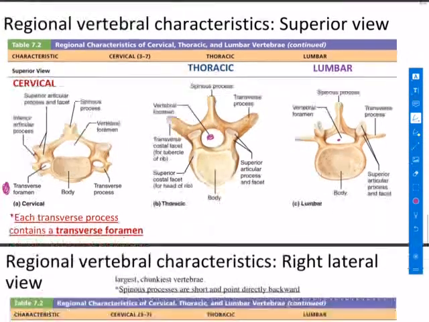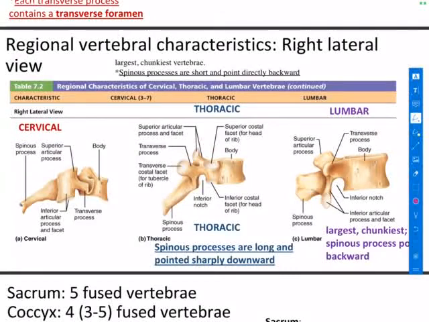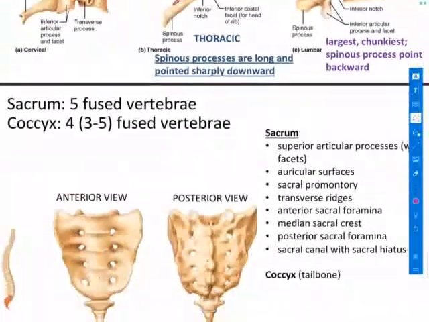Okay. As we move on, this is showing you a lateral view of the vertebrae. The thoracic vertebra looks like a giraffe head, and the lumbar vertebra looks like a moose head to me. The thoracic vertebra has spinous processes that are long and pointed down. Lumbar vertebrae are going to be the largest, chunkiest vertebrae because they support the most weight, and the spinous processes are shorter and point backward.